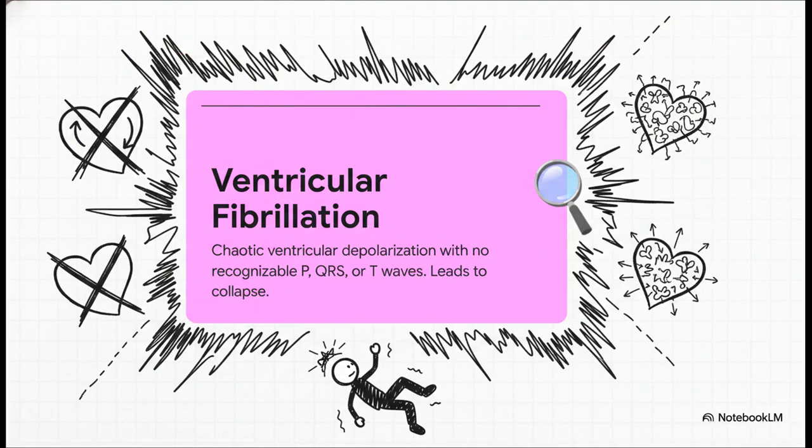So why is this so bad? Well, in VFib, the ventricles are just getting zapped by chaotic impulses from all over the place. There's no coordinated squeeze, just a totally useless quiver. And, well, without that squeeze, there's no blood flow to the brain, and the patient goes down. Simple as that.